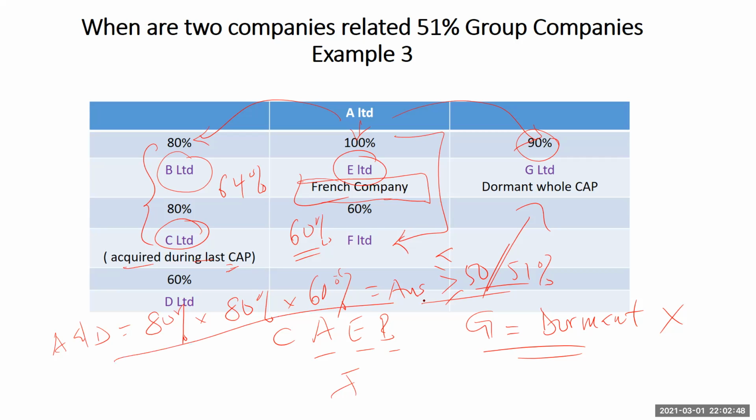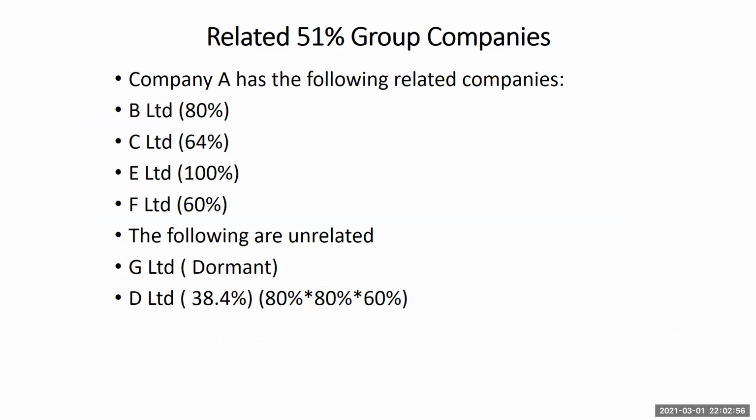Of course, when you do a simple math, realize that this figure falls short, okay? Let's look at the next piece. So like I said, company A being the parent would have to include B, C, E, and F, all right? But for G, which is dormant, regardless of the fact that we still owned 90% of it, we don't include it. But for D, the computation gives us 38.4, which is less than 51 or 50% of the holdings. Okay, so we don't include it.